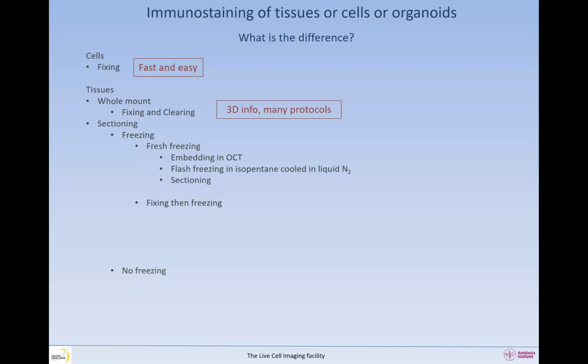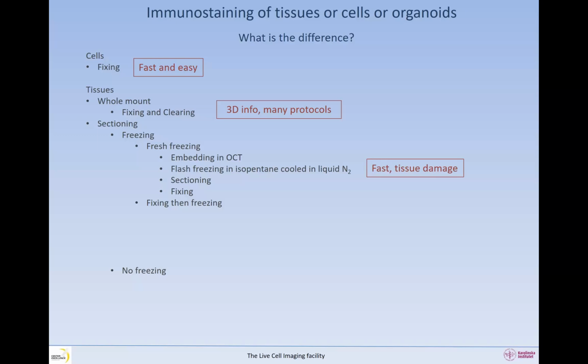So whenever you need, you take it out, you section it, and then you fix your sample and start your immunostaining. All the steps in this method, freezing, sectioning, and staining, are relatively easy and fast. But unfortunately, this is also the method where the tissue structure has the greatest risk of being seriously damaged.